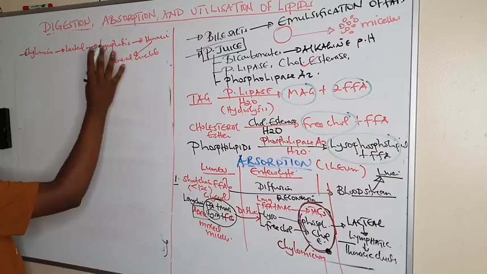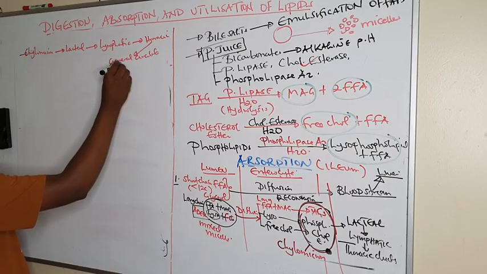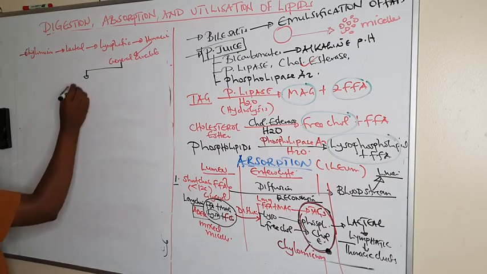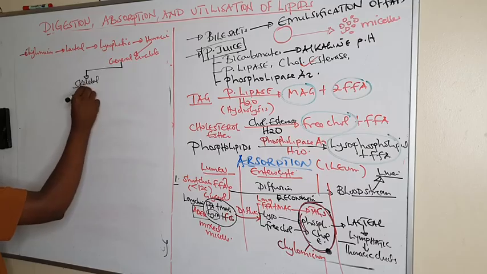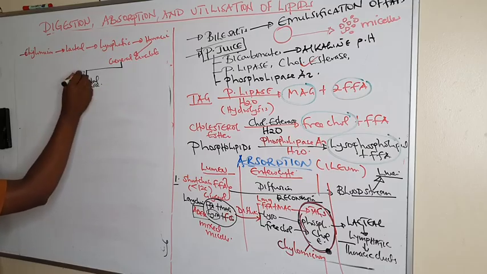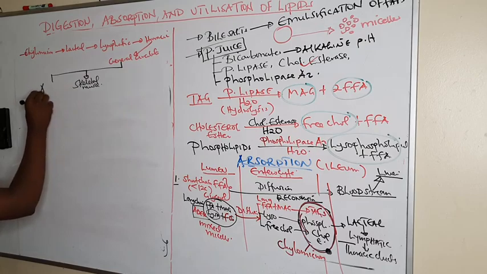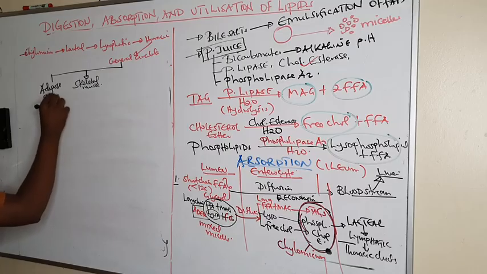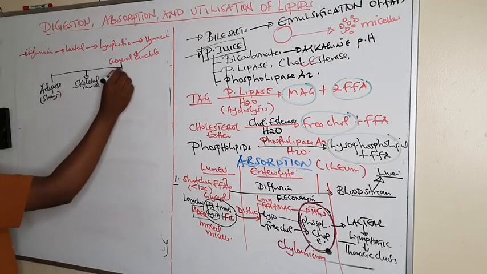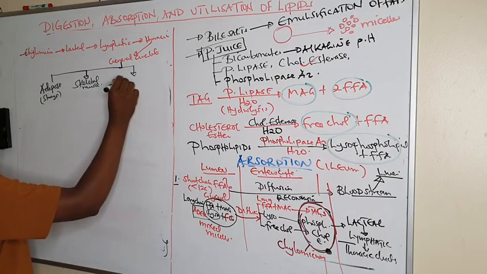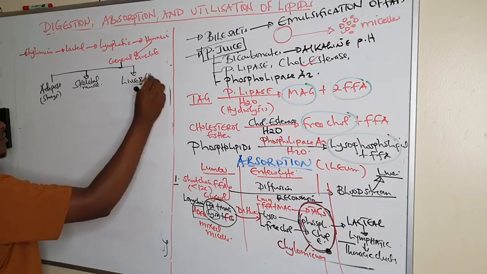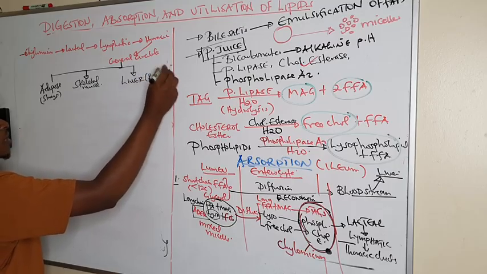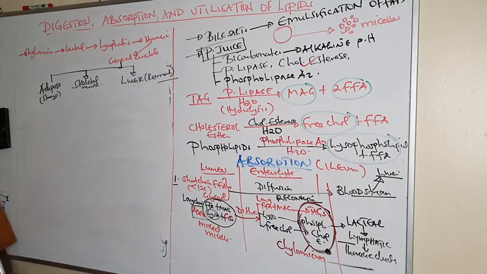The components of the chylomicron, one, move to the skeletal muscle if there is exercise and there is need of energy. It is also taken to the adipose tissue if energy is not needed, for storage. Then the chylomicron remnant is taken to the liver. So to the liver we see the chylomicron remnant being transported.